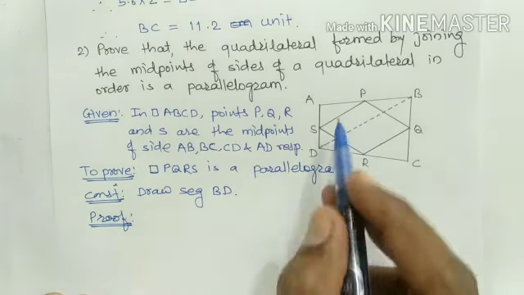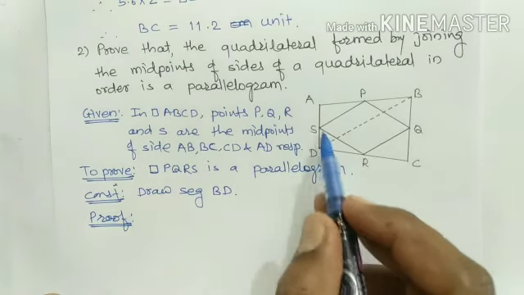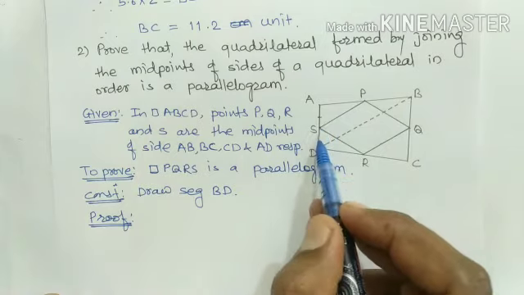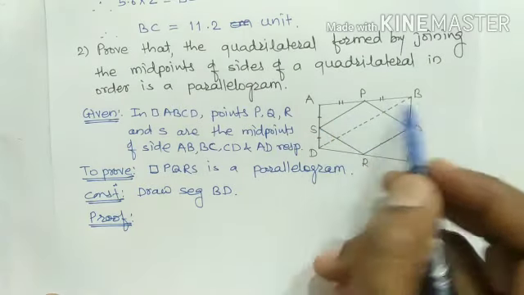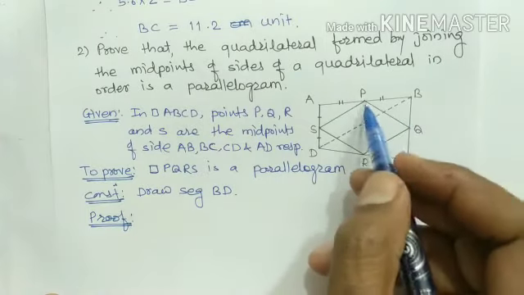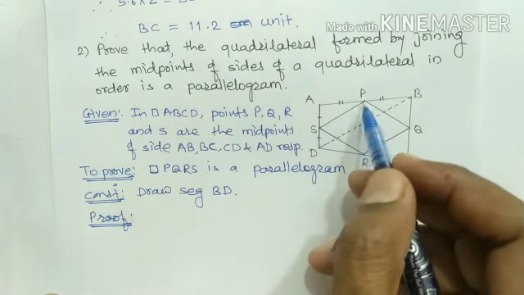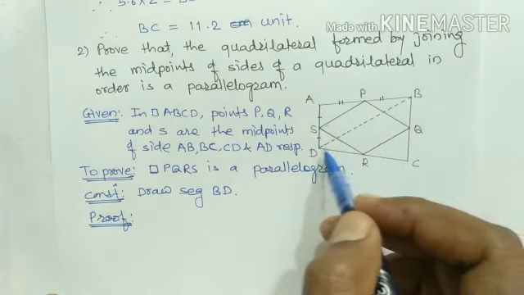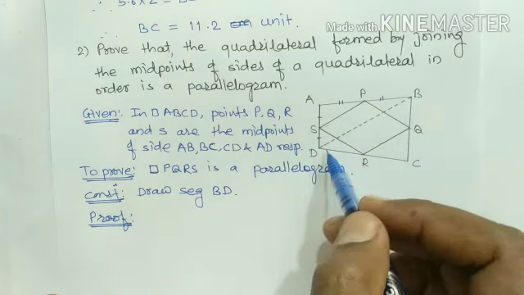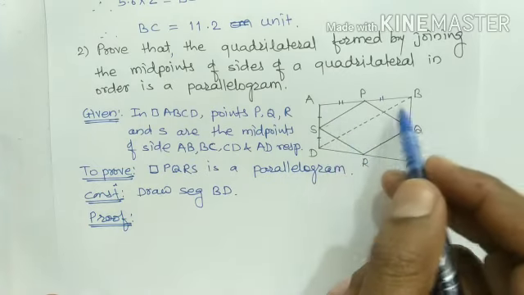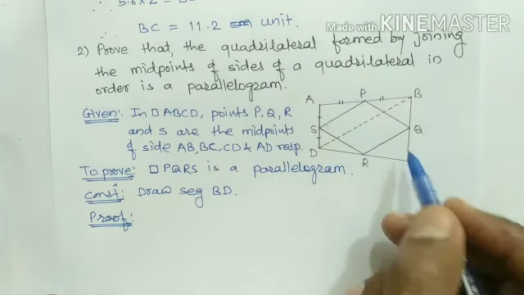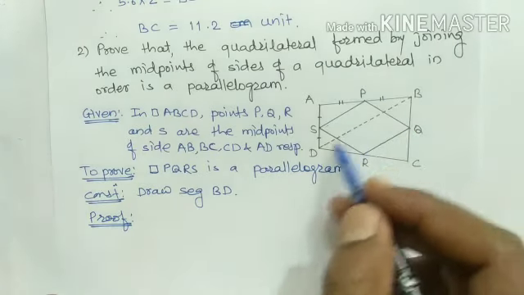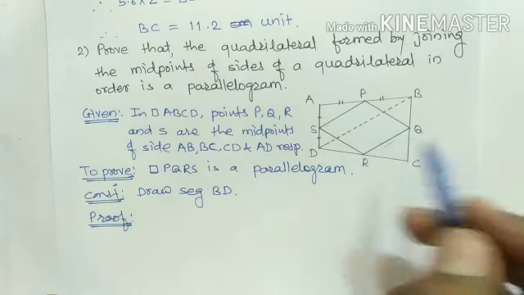Here in triangle ABD, point S is the midpoint of seg AD. Point P is the midpoint of seg or side AB. So by midpoint theorem, seg SP is parallel to side or seg BD, and also seg SP is half of BD. Similarly, we can show that QR is parallel to BD and QR equals half BD.